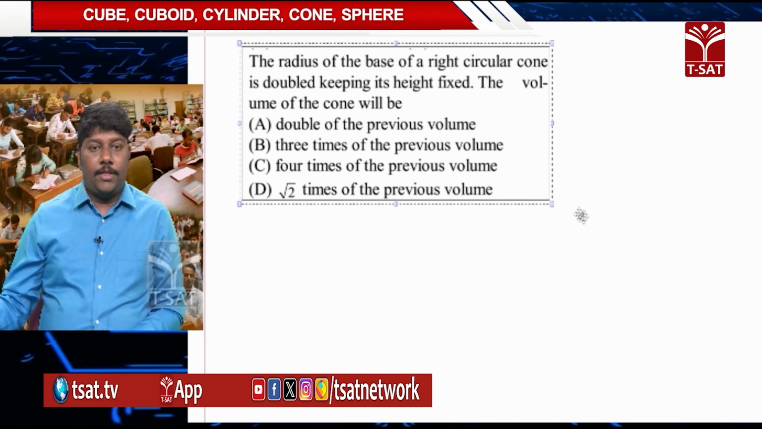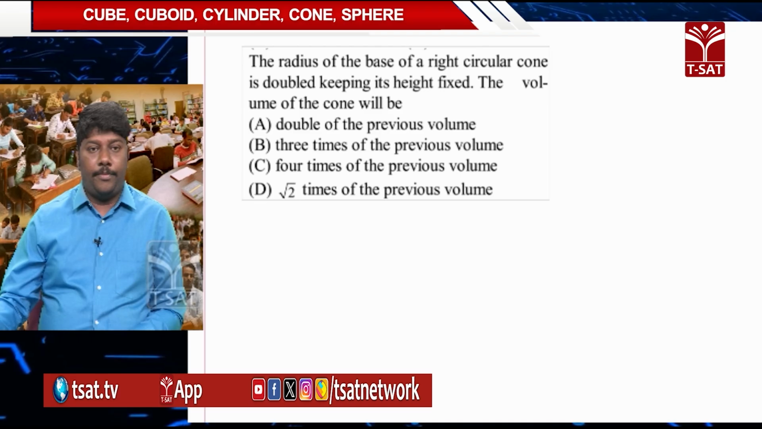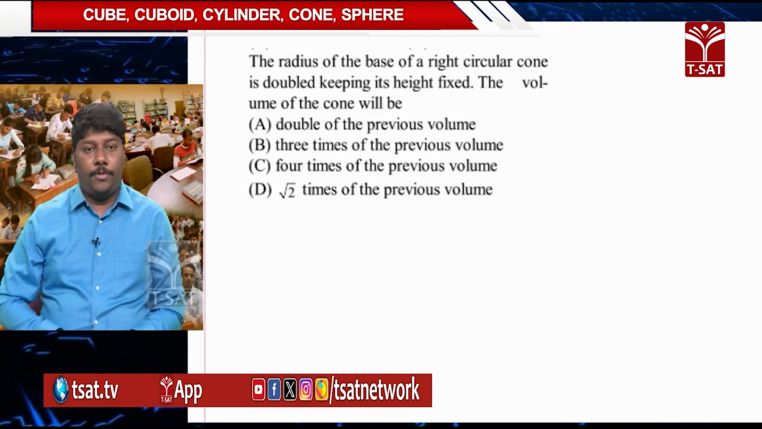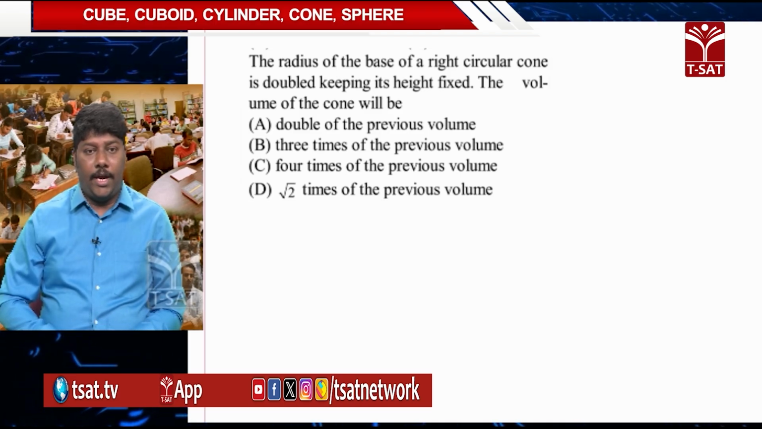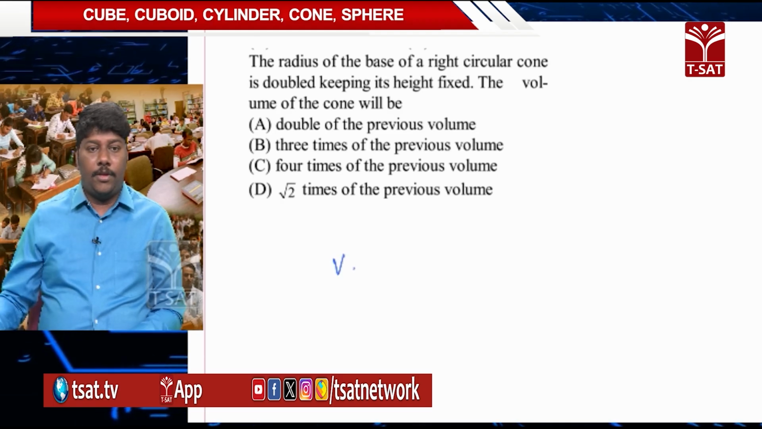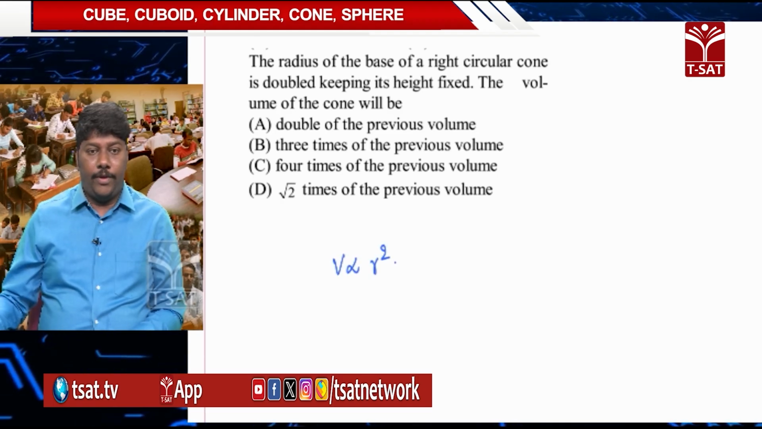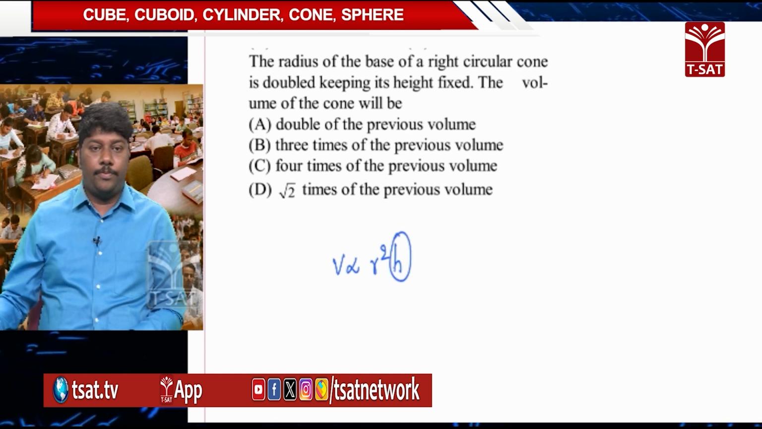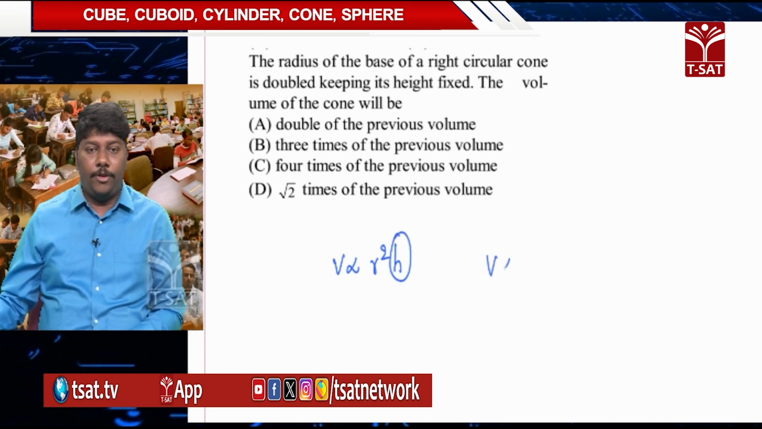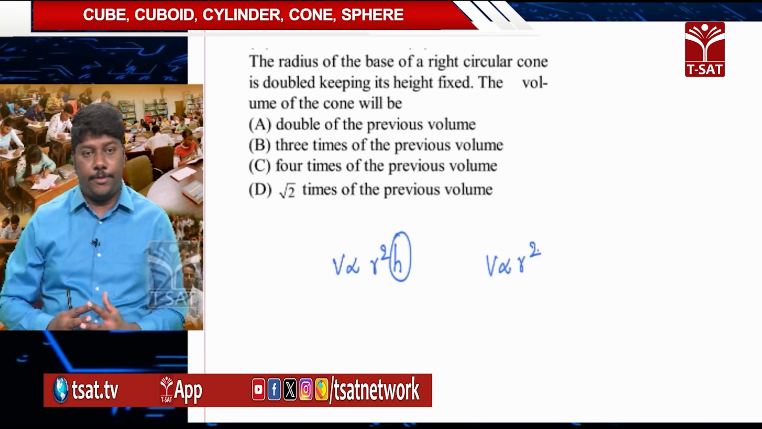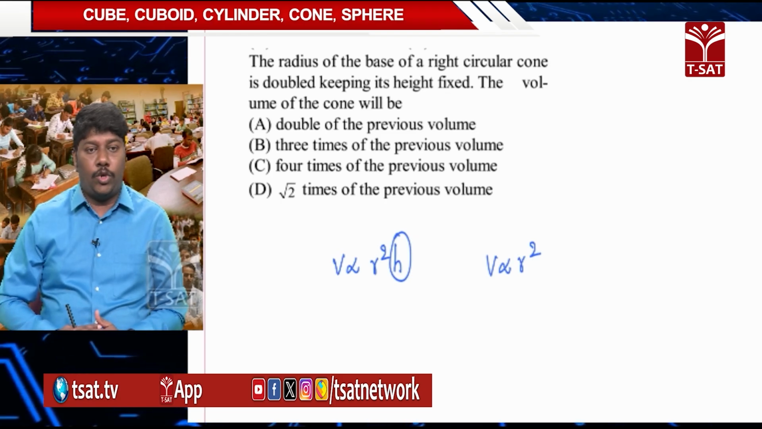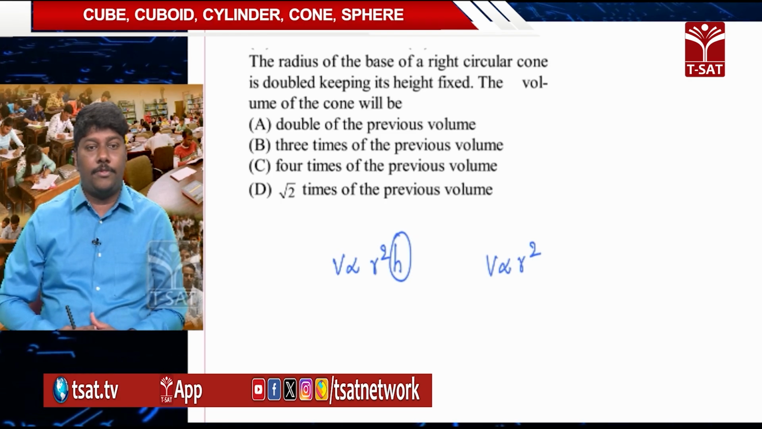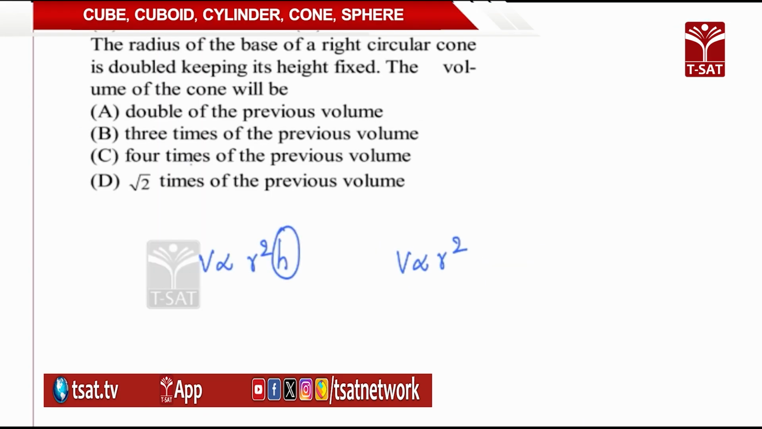Now look at the next one. The radius of the base of a right circular cone is doubled, keeping its height fixed. The volume of the cone will be. So height is fixed and the radius is doubled. We know volume varies directly with the square of the radius into height. Height is constant, therefore volume only varies with the square of the radius. So if radius is doubled, the square of 2 becomes 4, therefore volume becomes 4 times the previous volume. So the answer is 4 times the previous volume, because if you double the radius, the volume becomes 4 times.